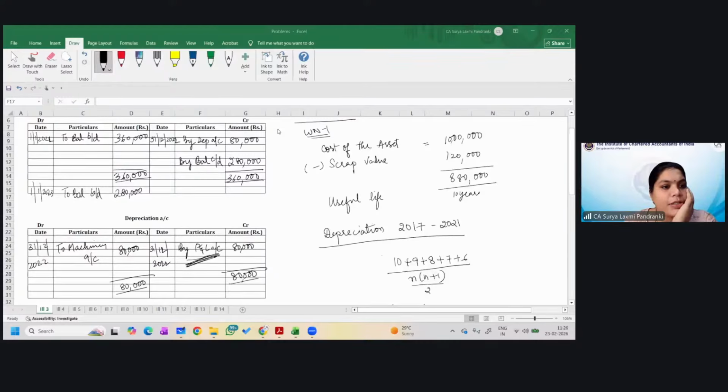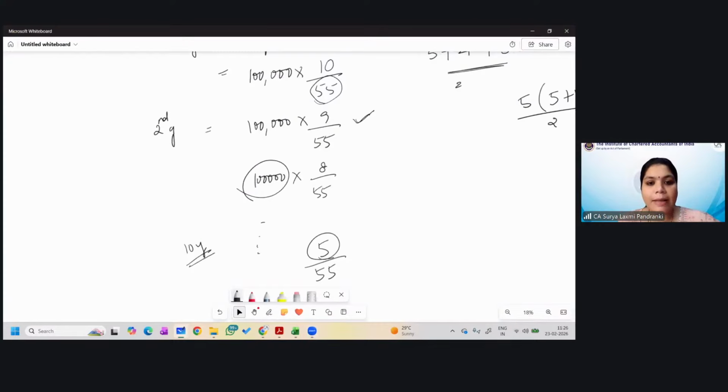On subtract scrap value. Why are we subtracting scrap value here? Why don't we take the 10 lakhs cost directly and calculate depreciation? It is because scrap value is the value that should be left in your books of accounts after the useful life. I'll make it simple, and I'll do one simple example here.